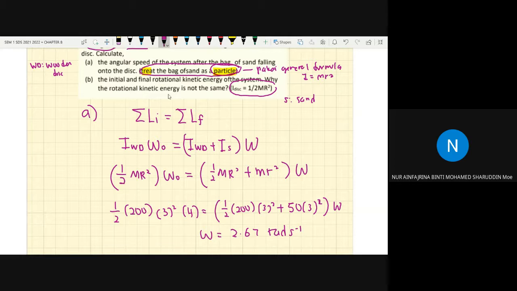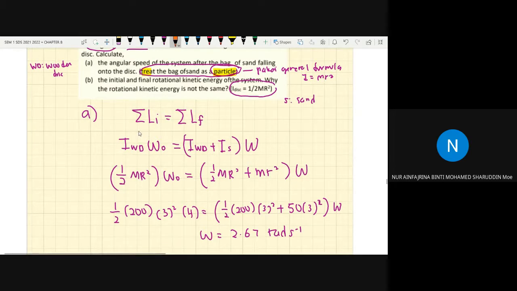Okay, boleh? So, kepada yang confused, maybe korang boleh tambah ni kot. Angular momentum of wooden disc sama juga dengan angular momentum of wooden disc tambah juga dengan angular momentum of sandbag. Tambah dekat sini. Dan korang masukkan je lah formula. Okay, boleh? Do you have any question? No. So ni lebih kurang macam momentum je. Cuma bezanya sekarang ini adalah angular momentum.